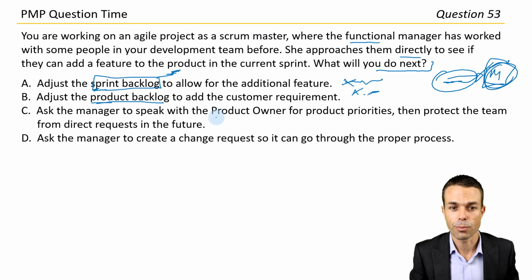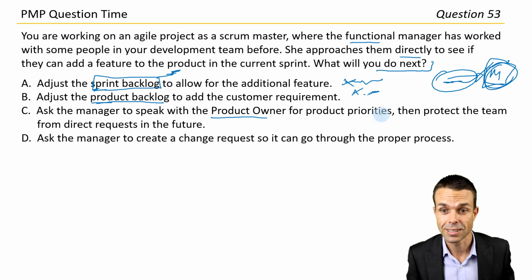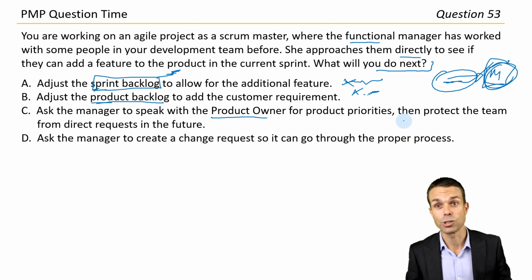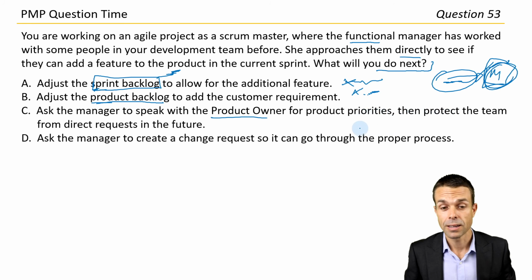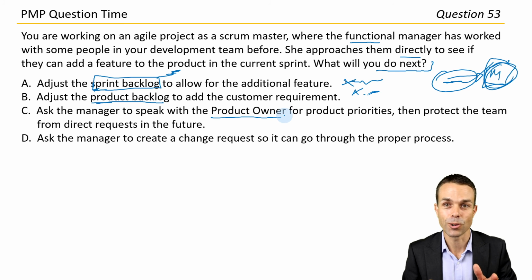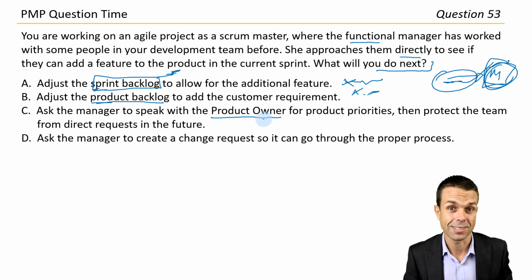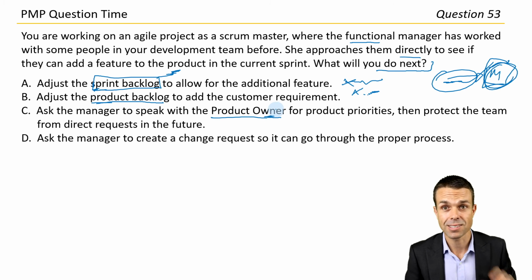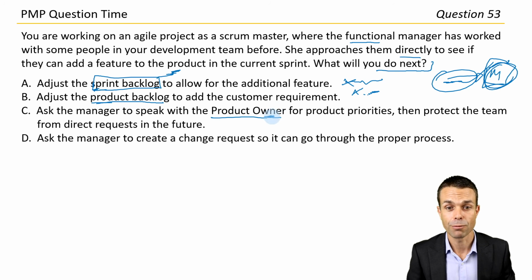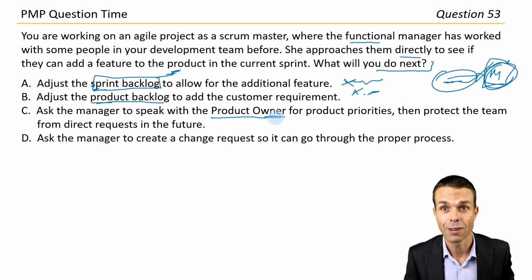Ask the manager to speak with the product owner for the product priorities, then protect the team from direct requests in the future. This is really good because ideally in an agile team, any new requests, people have to convince the product owner that it's actually a good idea. So instead of everyone just throwing ideas out there and saying, mine is the most important, now they actually have to come up with the goods and say, here, product owner, I have this great idea. Can we prioritize this? And here's why. And if the product owner is not convinced, they're not going to do it. They're the single point of decision for the team for prioritizing work, the highest value work for the team.